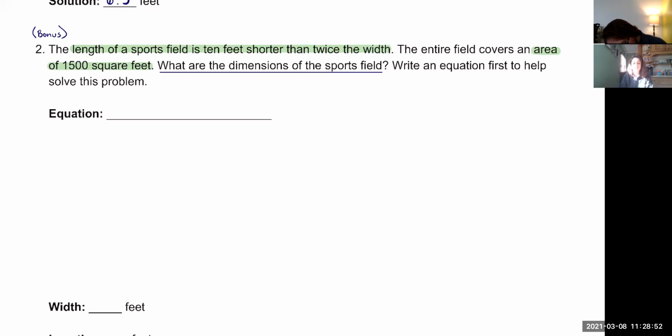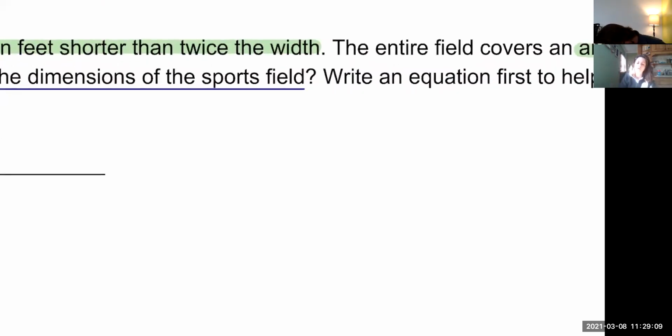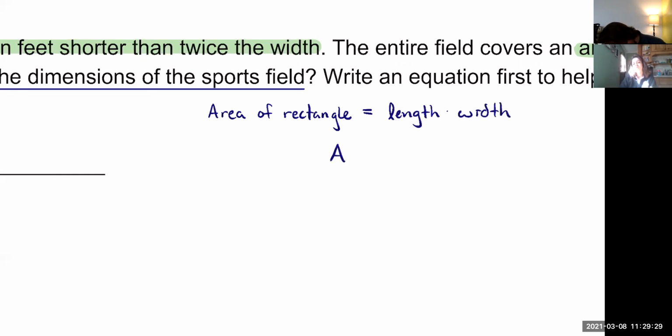Well, unless it's baseball, most sports fields are what shape? Rectangles? Rectangular. So I'm thinking here, area of a rectangle equals the length times its width. Now, in our case, I'm going to abbreviate this down a little bit. A equals L times W.